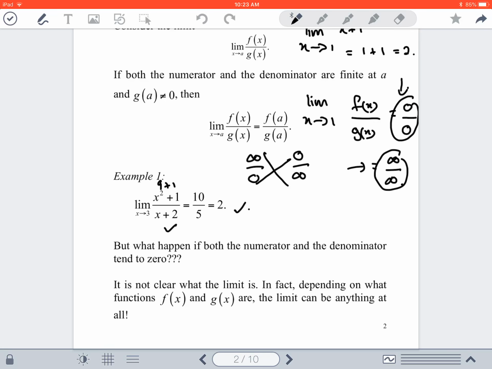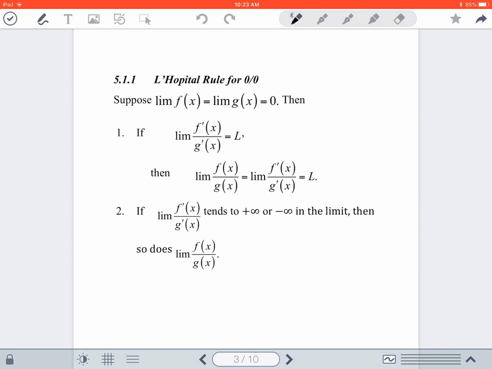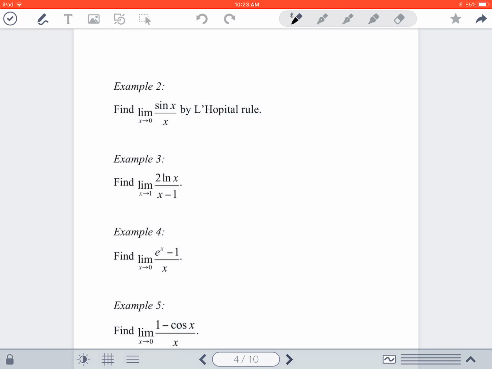But the situation is if we have 0 over 0 or infinity over infinity. So that's why the L'Hopital rule comes up. Okay, so here, what is the process of the rule? What does the L'Hopital rule say? Every time you see the 0 over 0 or the infinity over infinity situation, then we can use the L'Hopital rule. So what is your first step? I'm not going to explain through this form, so I will explain through the example.